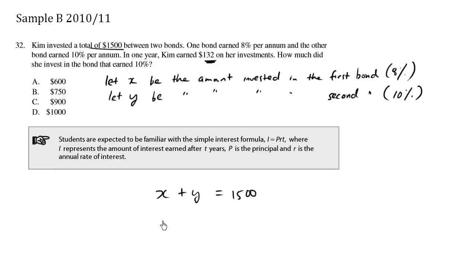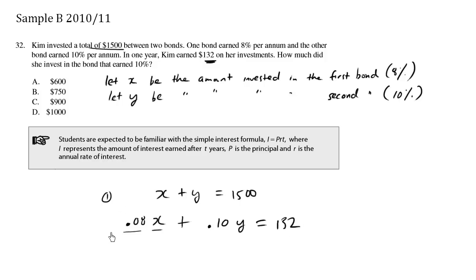So we know that the amount of this bond multiplied by the actual interest, so the first bond's at 8%, so I should write 0.08. So here's the rate. The rate times the actual amount is how much money we generate. So that's for the first one. And the second one is, again, the rate, how much interest we get, which is 0.10 times Y. So how much money we earn here plus here equals 132.